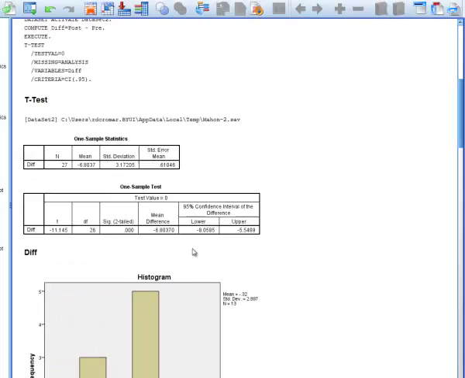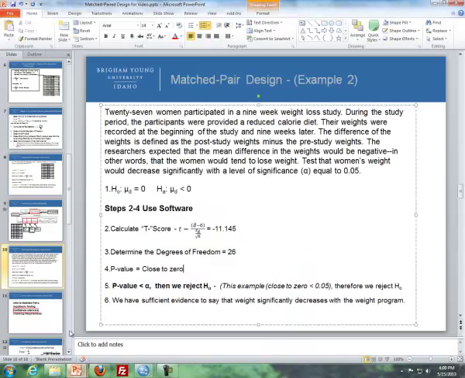And so that p-value, going back to the slides, is close to 0, and since our p-value is less than alpha, we reject the null, and so we have sufficient evidence to say that the weight significantly decreases with the weight program. Let me say that one more time. We have sufficient evidence to say that the weight significantly decreases with the weight program. So I'll stop the video and I'll continue with confidence intervals and checking requirements in part 2.